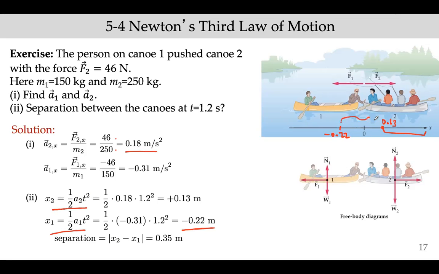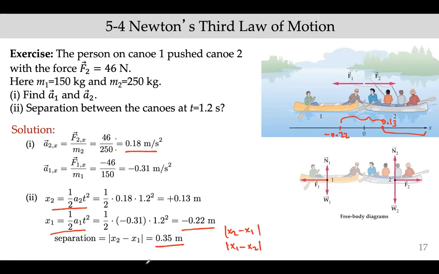The separation is this. How do you find it? Well, you basically subtract the numbers and take the absolute value. You can do x2 minus x1, take the absolute, or you can do x1 minus x2 and take the absolute. Because you are taking the absolute value at the end, it doesn't matter which one you use. And the answer is 0.35 meters.